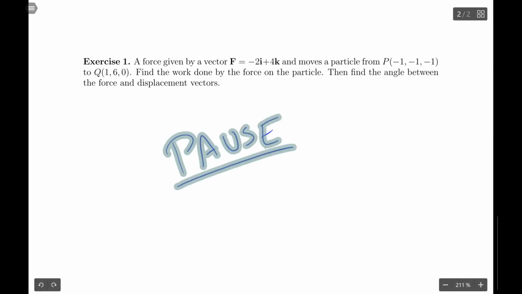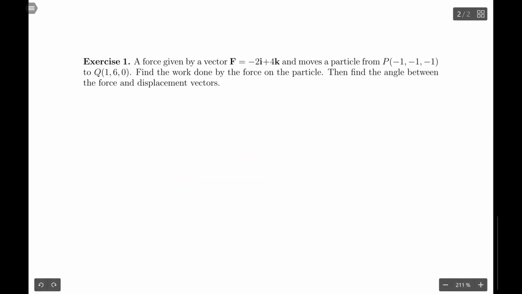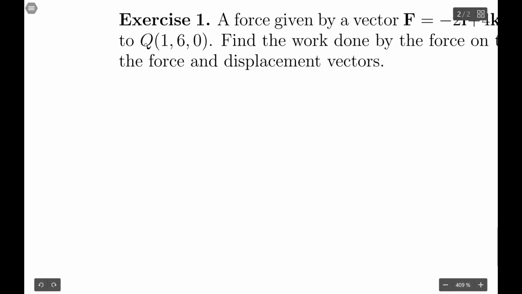Alright, let's see what we've got. So it says a force given by a vector F, which is written out in terms of i, j, and k. And this force moves a particle from this point at -1, -1, -1 to a point at 1, 6, 0. So we have this 3-space example. Let's go ahead and draw some axes just to get a picture of this situation. Let's make sure to label our axes. Here's my x-axis, here's my y-axis, and here's my z-axis, all the positive parts of the axes.